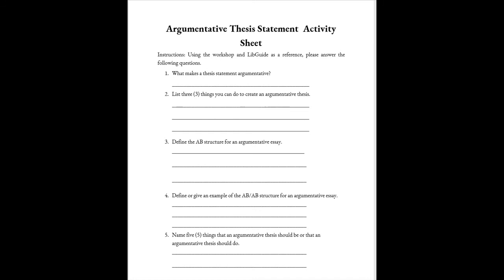Define the AB structure of an argumentative essay. The AB structure has a clear delineation between the initial argument and the counter-arguments that will be addressed. Define or give an example of the AB-AB structure for an argumentative essay. The AB-AB structure addresses counter-arguments as the argument is raised. Keep this in mind.